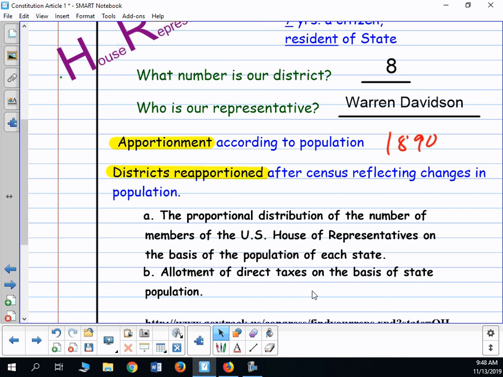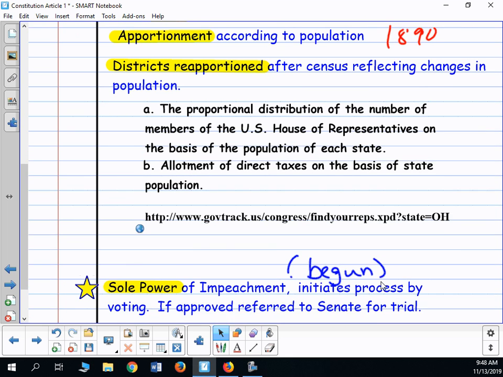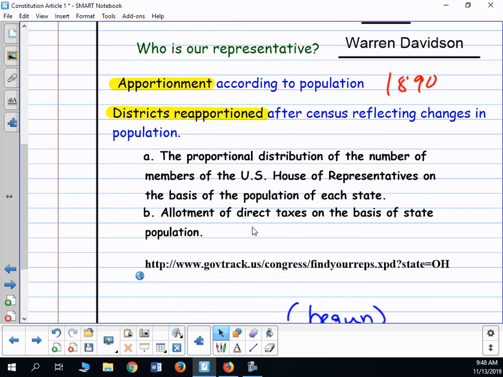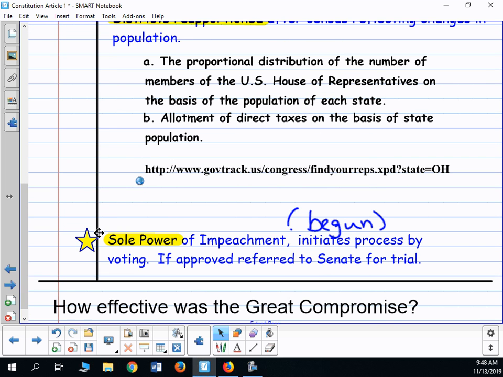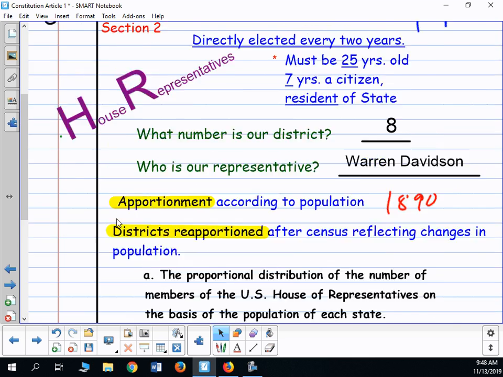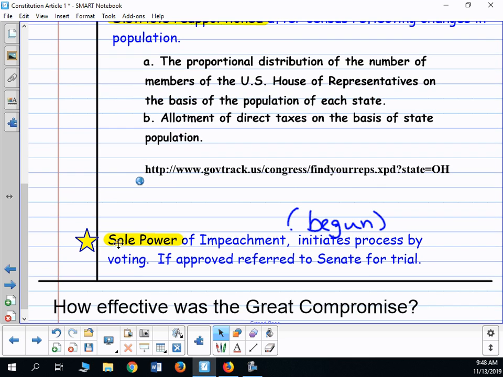It has to do with the population within the certain areas. An allotment of direct taxes on the basis of population. So this also includes how an area is taxed. Okay, so that is how the districts are formed for each state. Now, in addition to talking about this in Section 2, we are looking now also at this information.